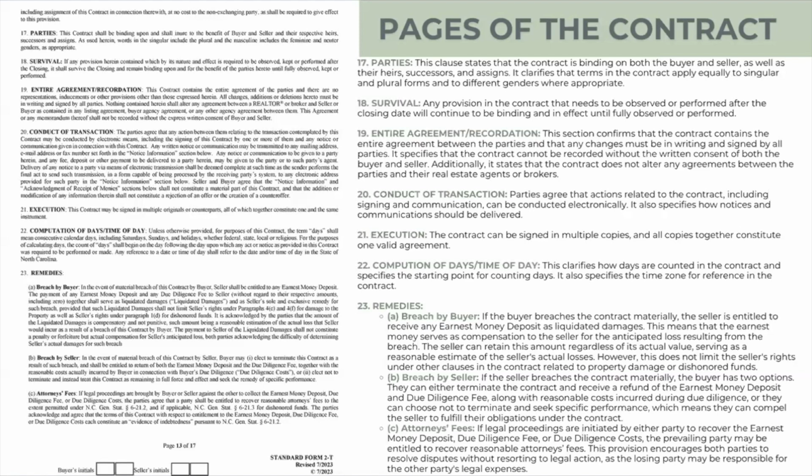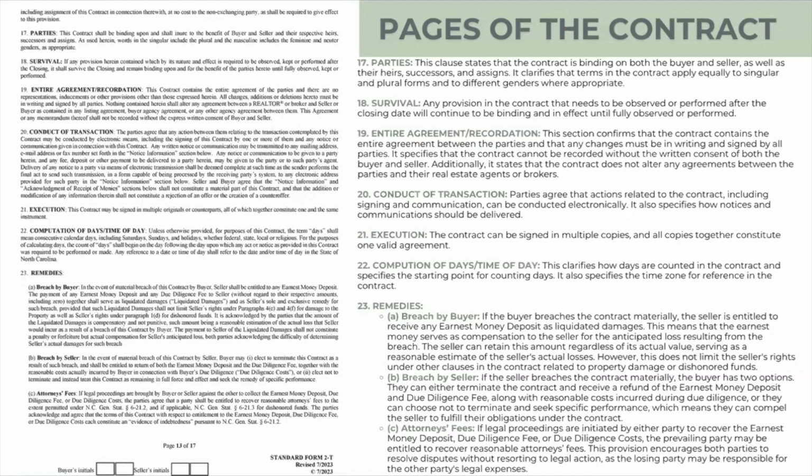Number 23, remedies. So A is breach by buyer. If the buyer breaches the contract materially, the seller is entitled to receive any earnest money deposit as liquidated damages. This means that the earnest money serves as compensation to the seller for the anticipated loss resulting from the breach. The seller can retain this amount regardless of its actual value, serving as a reasonable estimate of the seller's actual losses. However, this does not limit the seller's rights under other clauses in the contract related to property damage or dishonored funds.